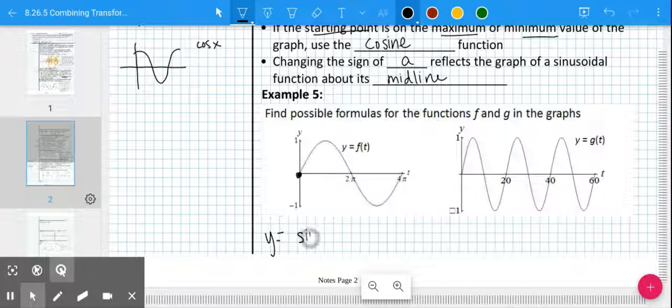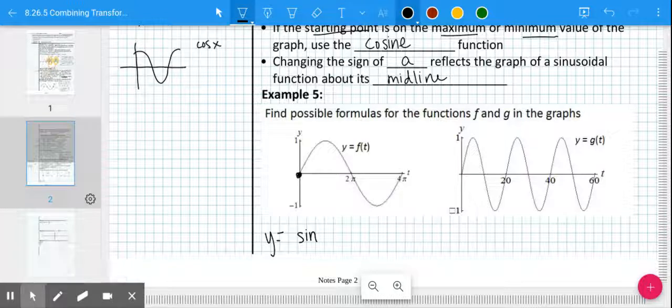So I'm going to go ahead and write a sine function since it's starting on the middle. The amplitude, it goes up 1, down 1. So that did not change. And I don't need a horizontal shift if it's starting on the middle. So both of those things are basically being unaffected. The other things I might want to look for, is it being shifted up or down? It is not. The midline is at 0, so I'm happy with that. So the only thing I really have to mess with is my period.